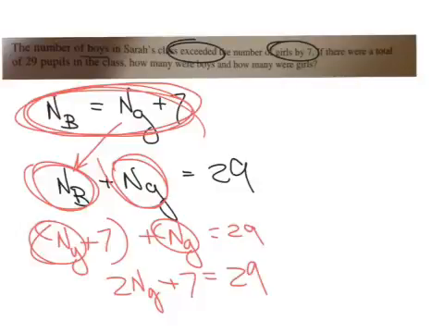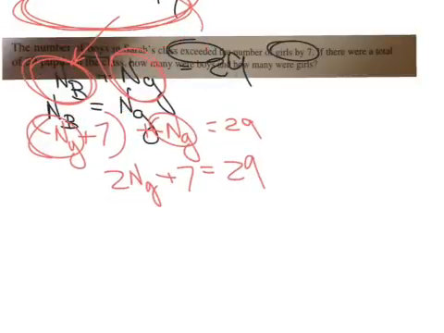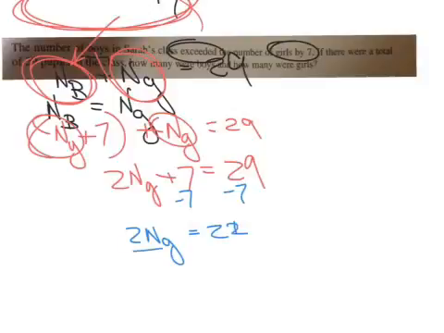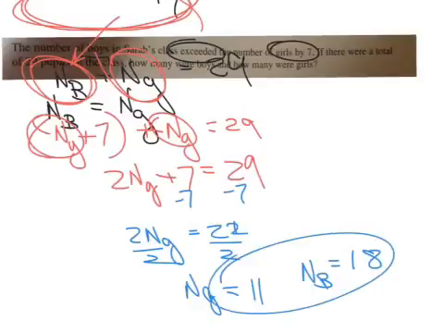Okay. Now I move things up so I have a little bit more room here. And I subtract 7 from both sides, and I've got 2 NG equals 22. Divide by 2, divide by 2. The number of girls is 11, which means the number of boys is going to be, well, there's 29 total, so the number of boys is going to have to be 18, so that when I add these two together I get 29. Okay, let's look at 90.3.